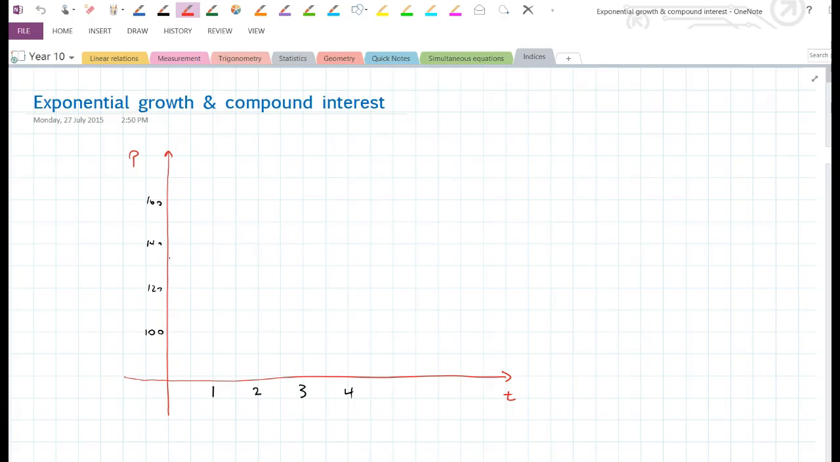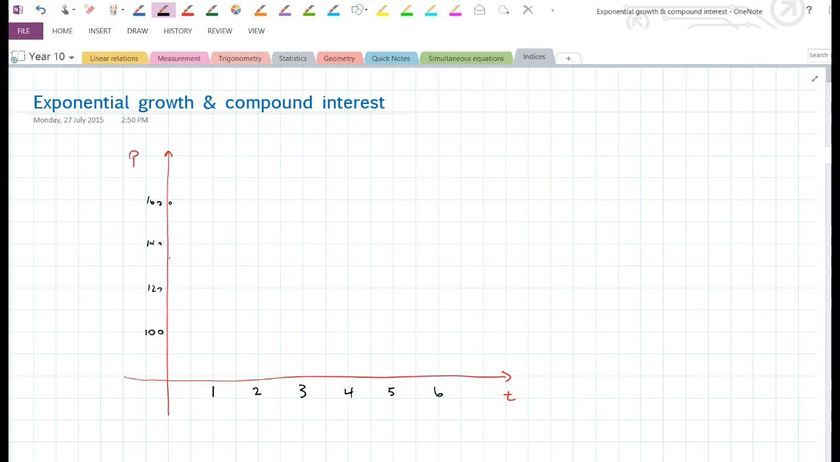Okay, in this screencast we're going to have a look at the concept of exponential growth, and specifically one of the areas we're going to look at is compound interest as the financial example of exponential growth. So I've just set up a little population axis here, population on the vertical, time along the horizontal, just to demonstrate the concept of exponential growth.